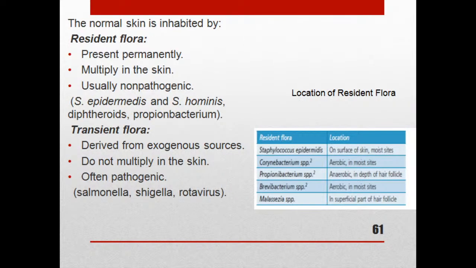The normal skin is inhabited by resident flora, present permanently, multiplying in the skin, usually non-pathogenic: Staphylococcus epidermidis, Staphylococcus hominis, diphtheroids, and Propionibacterium acnes. Transient flora come from exogenous sources, do not multiply in the skin, and are often pathogenic: Salmonella, Shigella, Rotavirus.